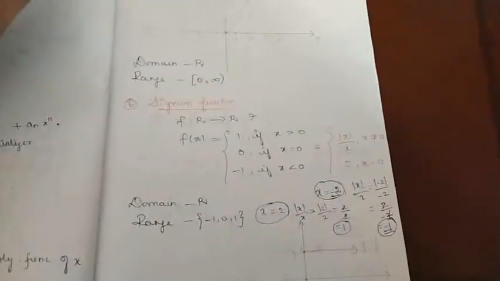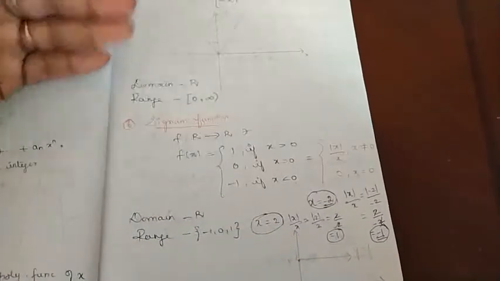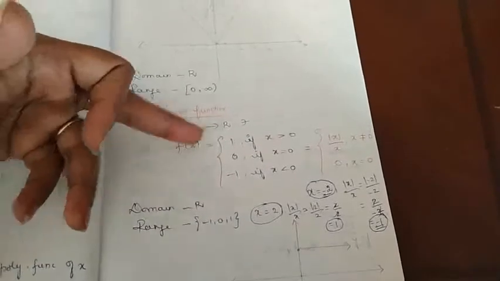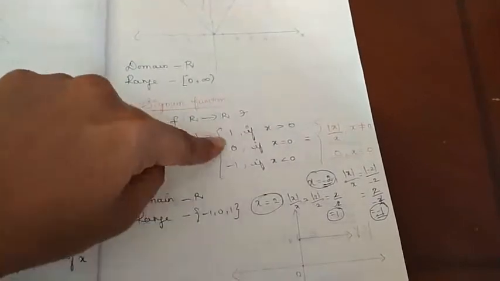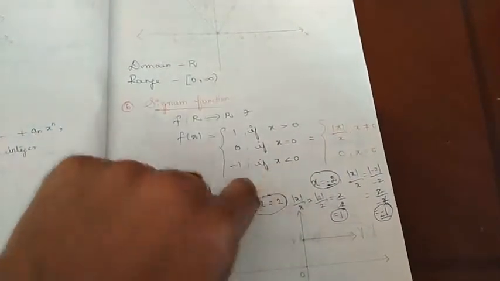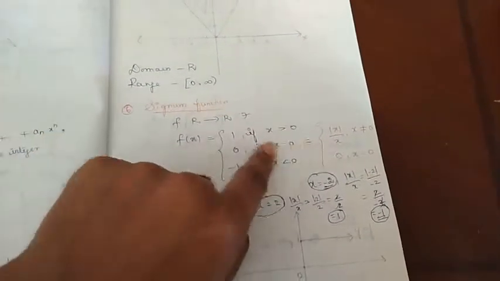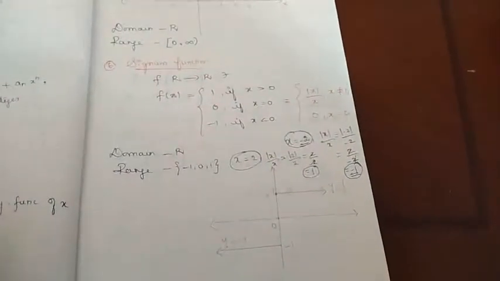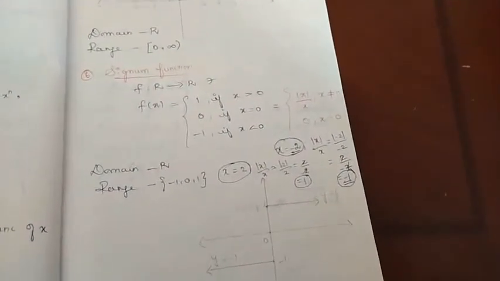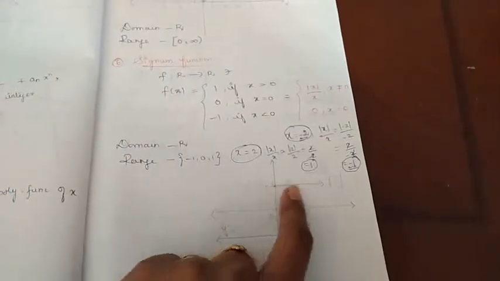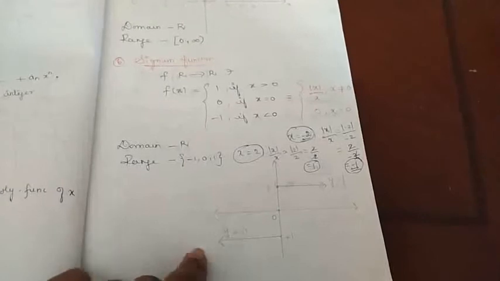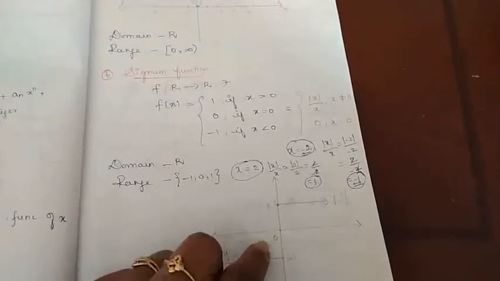Next is called a signum function. The signum function is a special case of the modulus function. Here we will restrict to 1. If x is greater than 0, then it will map to 1. If x is less than 0, it will map to -1. If x is 0, it will map to 0. So this is a special case of the modulus function. So your graph will be like this. If it is greater than 0 here, less than 0 like this, and if it is 0, we will get it here, right?